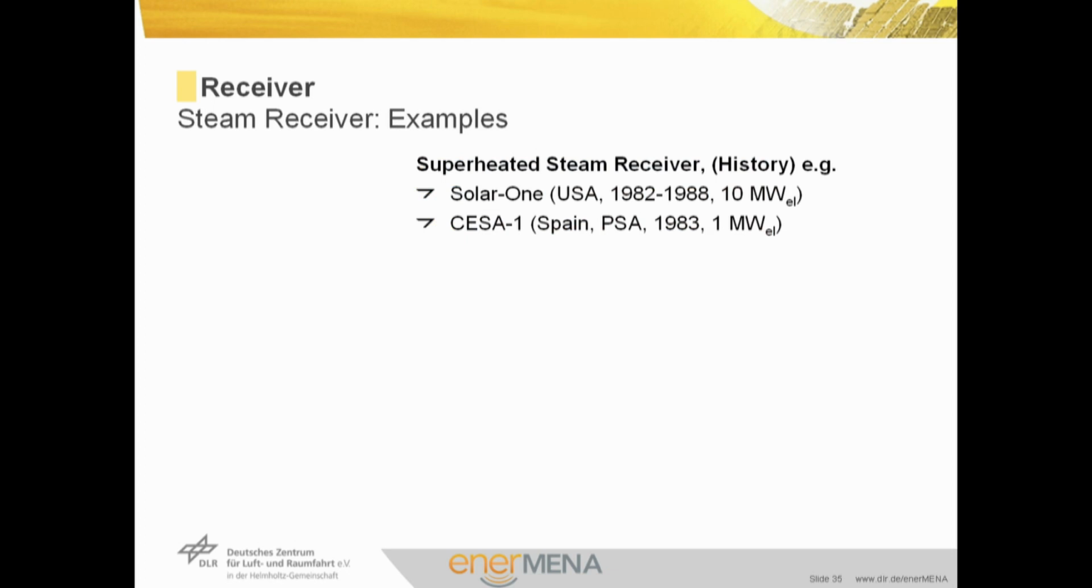Another type of receiver are the so-called steam receivers. Steam receivers are receivers which directly produce either saturated or superheated steam. Some superheated steam receivers of the past are, for example, the Solar 1 receiver in the 80s in the United States, or the CESA 1 receiver in Spain at the Plataforma Solar de Almería in the 80s.